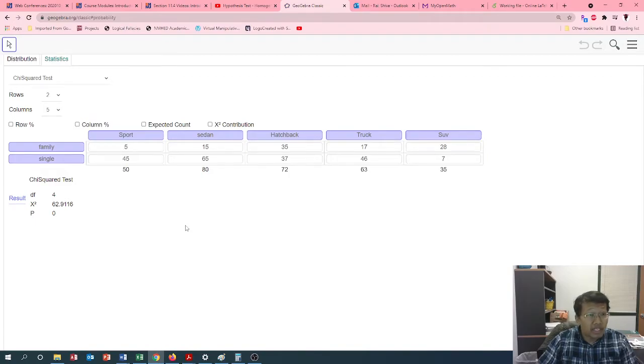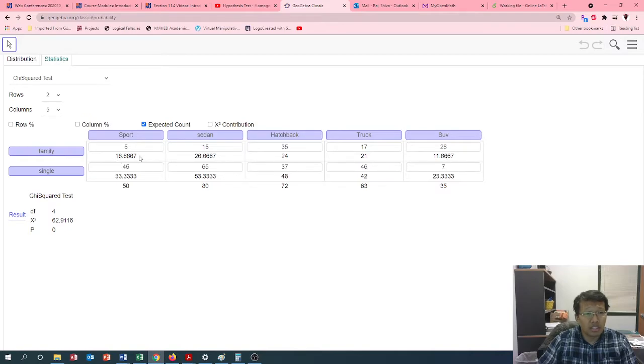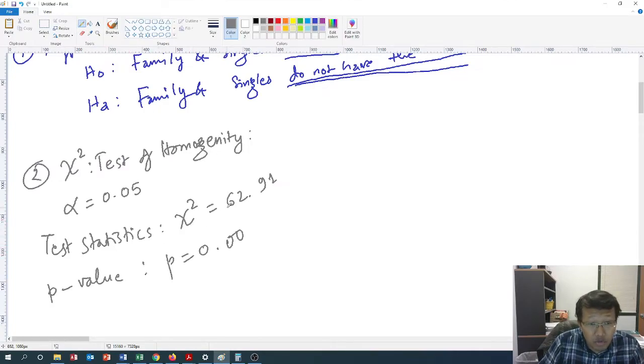To get the expected table, tick mark this one, expected count. So we get all of these things: 16.667 for sport for family, 33.33 for single. Now degrees of freedom is of course 4 since there are 5 columns, right? The chi-square test statistic is simply the observed values minus the expected values, squared, divided by the expected values, and we add them all up. The test statistic chi-square is 62.91 and the p-value is 0.00.